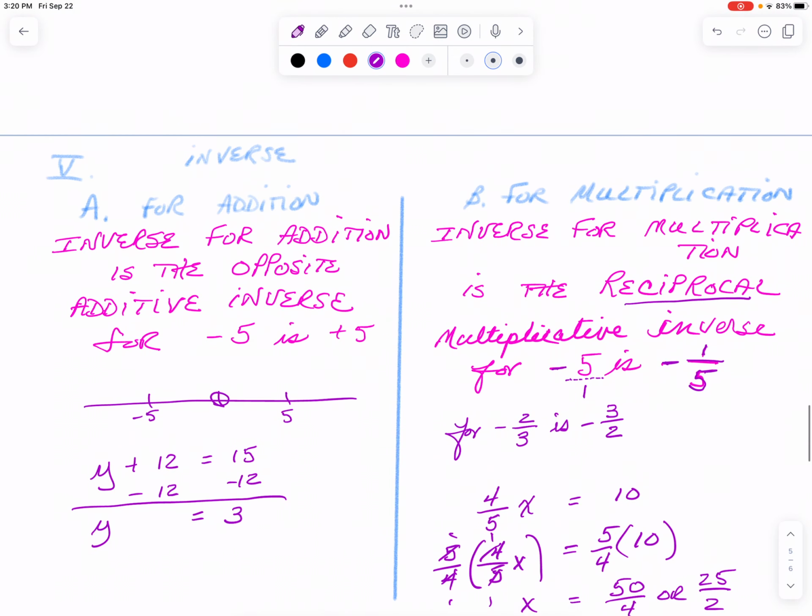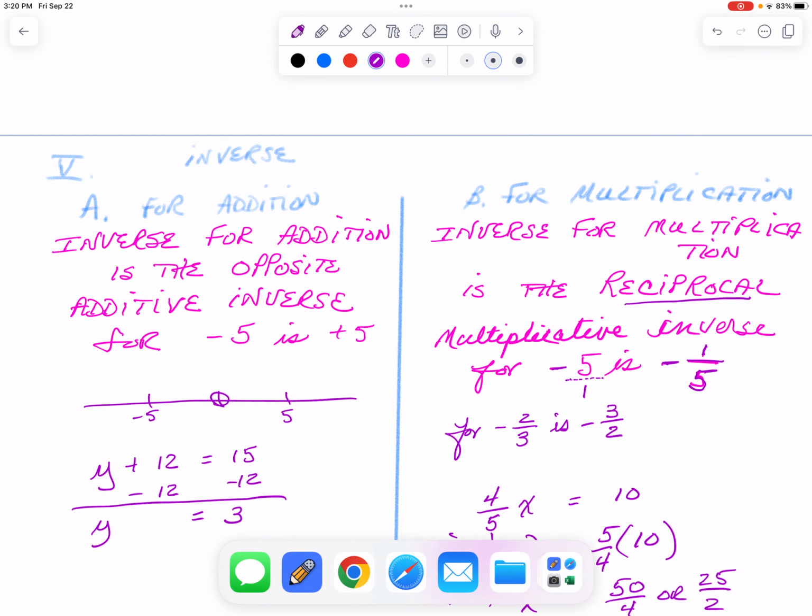Okay, so that's a good place to stop. I hope that will help you a little bit with section 8.6.